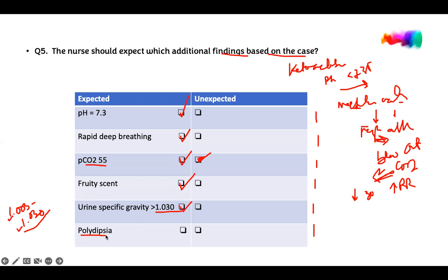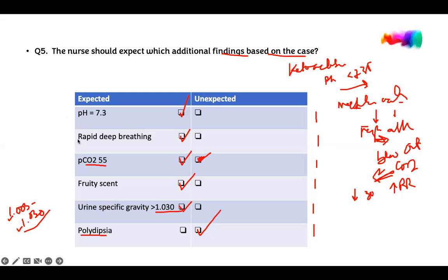And polydipsia, because they are dehydrated, they want to drink a lot. They're very thirsty. So you think it's a diabetes problem, but it's because they are in DKA. I'm choosing this as an example just to show you how they're going to grade you.